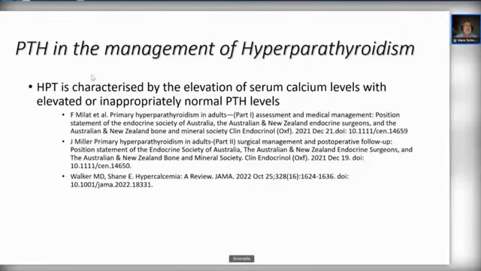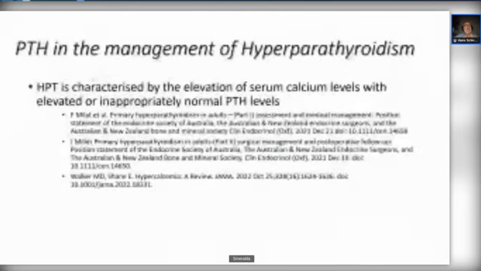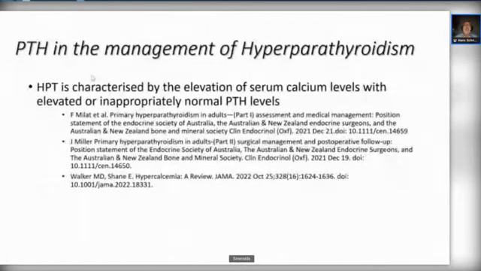Now, PTH is obviously very important in hyperparathyroidism because the diagnosis of hyperparathyroidism is the characterization of elevated serum calcium levels with normal or elevated PTH. The normal PTH would be inappropriate for the elevation of the serum calcium. And here is just some papers.